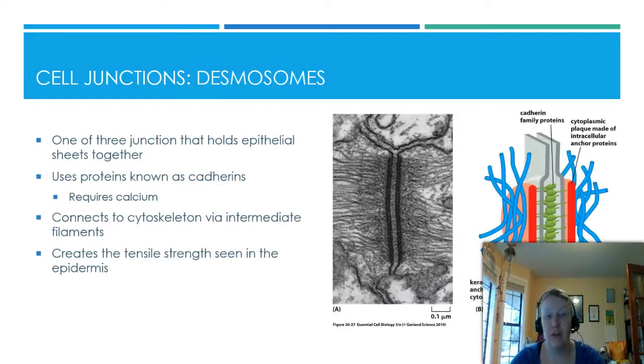Desmosomes are another one of the three junctions that hold the epithelial sheets together, and you can see another image of it here. And once again, you can see the cadherins. Now each of these are using different cadherins. It's important to know that. This is just a family of proteins. But desmosomes connect to the cytoskeleton via intermediate filaments. And what this does is it creates the tensile strength you've seen in the epidermis, that nice firm strength that allows for a little bit of flexibility, but still some strength that allows for our outer skin. And so you can see how that forms here with these keratin filaments that are intermediate filaments.